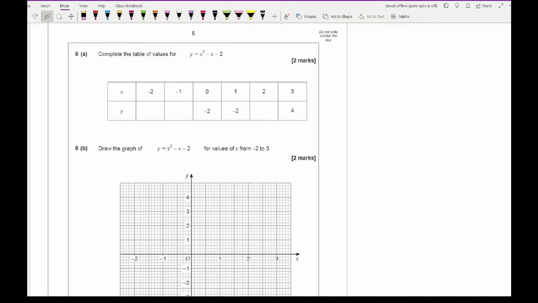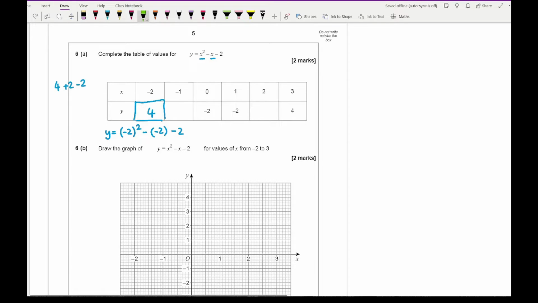Now moving on to question 6, it says complete the table of values for y equals x squared minus x minus 2. For this, we need to use the x value, substitute it into the equation and find the respective y values. For this one we're substituting minus 2. If you're using a calculator, I would strongly recommend that you replace the x with a negative number, but put the negative number in brackets. So we've got minus 2 squared minus minus 2 minus 2. That then becomes 4 plus 2 minus 2, which is 4.